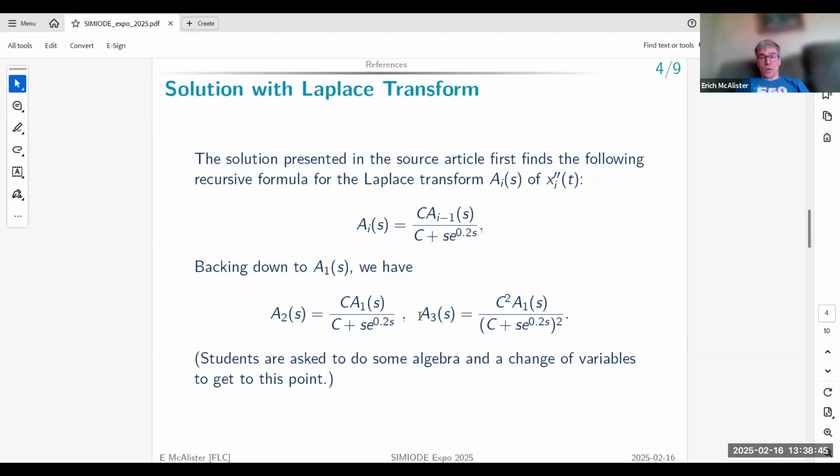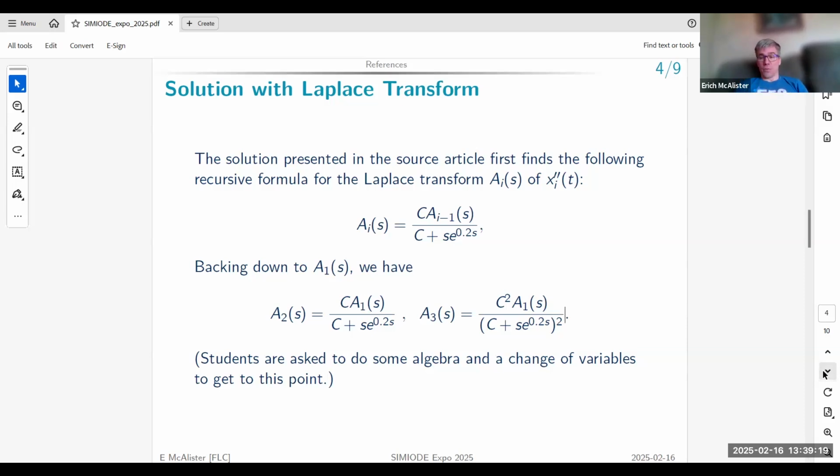And then we say, okay, this is when students have some reasonable experience with the Laplace transform. We notice that in the third rider's transform, there's a square in the denominator, and we start talking about qualitative analysis of the Laplace transform. We focus on this c plus s e to the 0.2s, and we want to know about the zeros of that function.